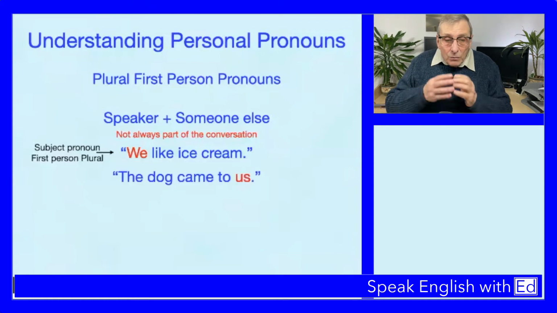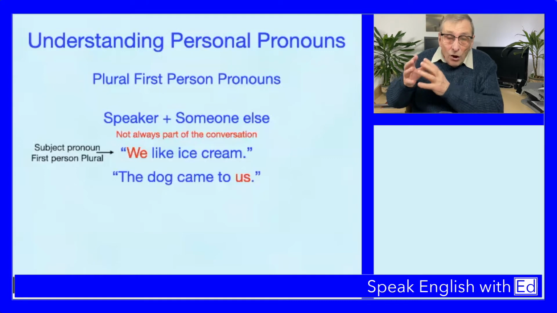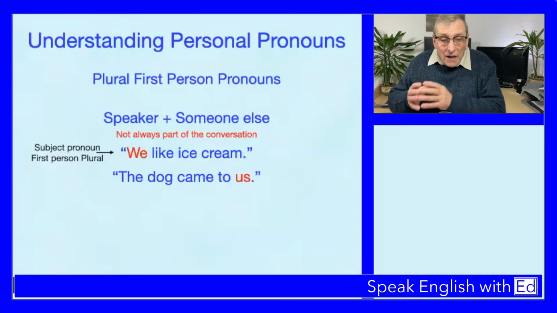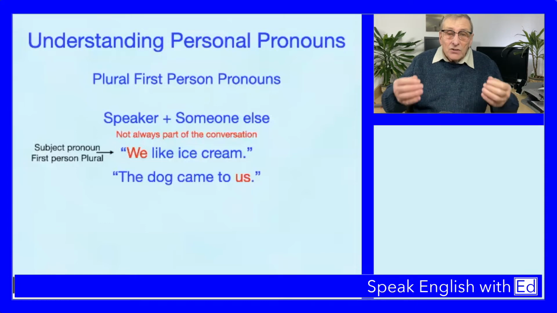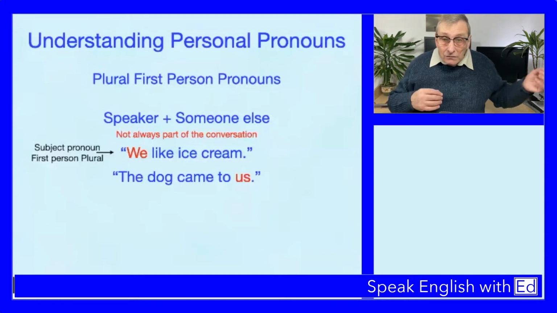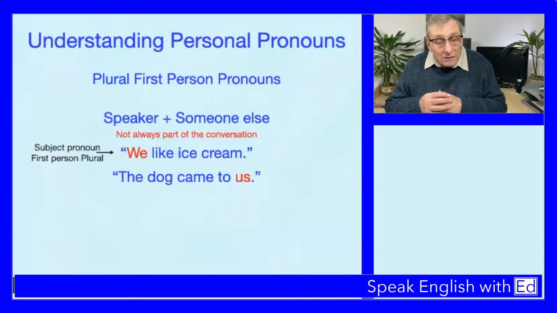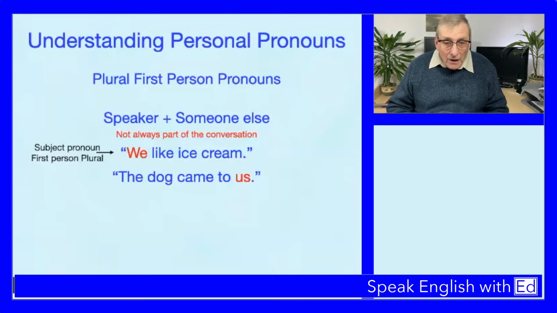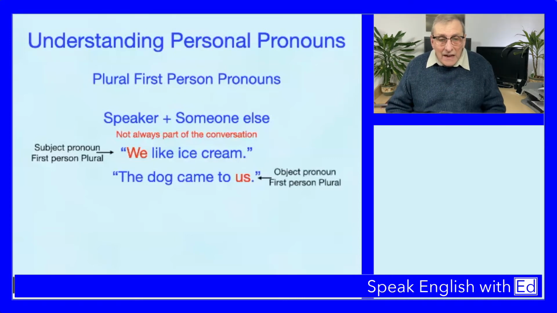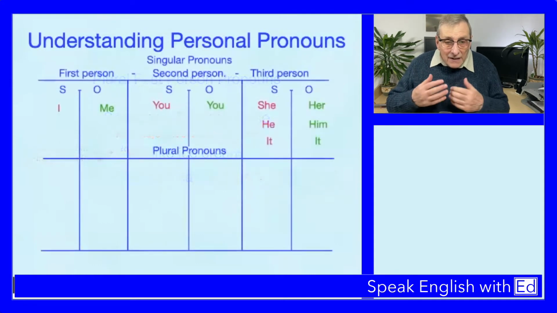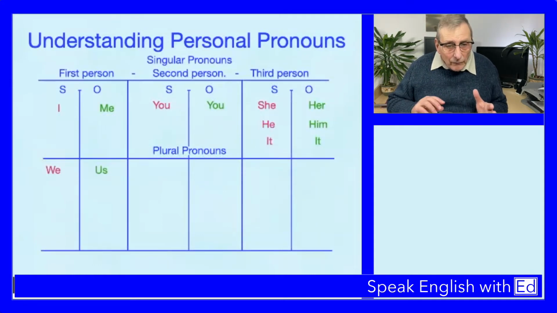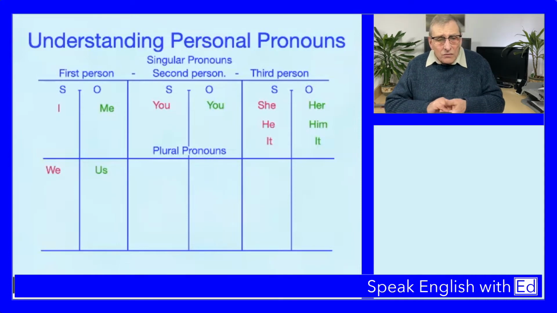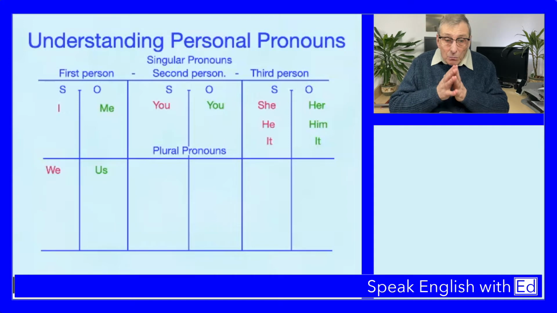So if we turn that round with the pronoun in the object position, we use us. In this sentence, the dog came to us. Still referring to John and the speaker, John and I. The dog came to us. So we can put we and us into our list now. So we start off with the plurals with we and us. First person plural pronouns we and us. The singular ones were I and me.